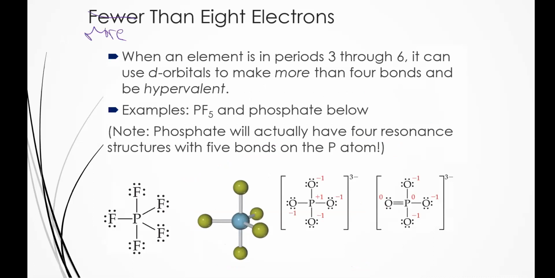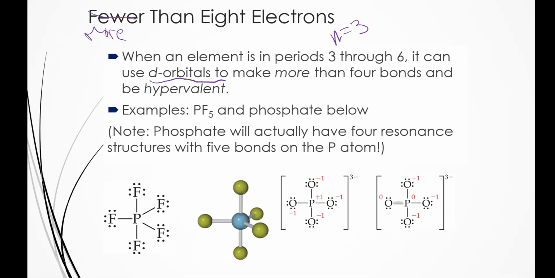Now, when we are in elements in periods 3 through 6, so that means something higher than period 2, period 3 starts with our sodium. It's that row there. Period 3 means that we have an energy level of n equals 3. That means that we now have d orbitals available. This is an important part because these d orbitals allow us to make more than 4 bonds. Because there's now these new orbital shells that we can expand into, we can create more connections there than we would have been allowed before.